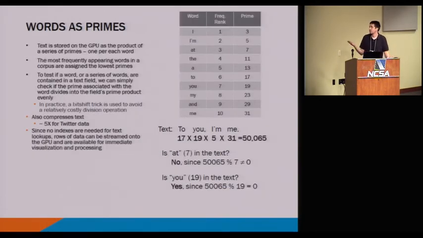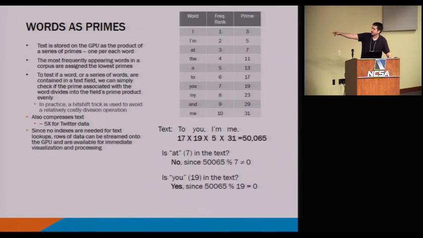So I said I stored words as primes. I'll explain it more later. It's really not that complex. Basically, starting with the most frequent word in the corpus, say on Twitter, this is actually how it works. So "I" is the most frequent word. It gets the lowest prime, 3. We don't use 2; there are some reasons that make it faster to not use 2, an even number.